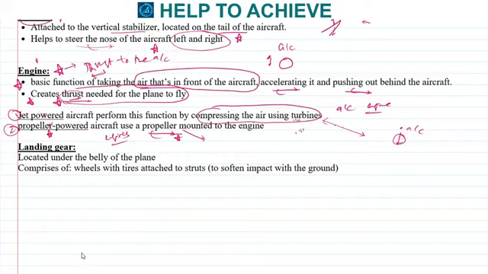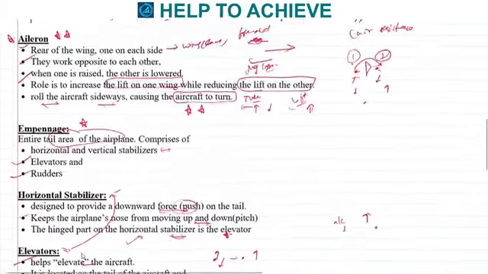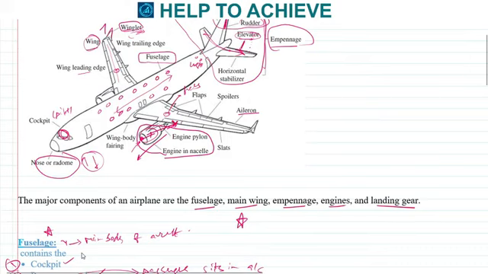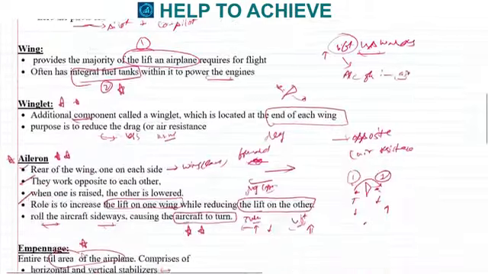Another important component of the aircraft is the landing gear. The landing gear is under the belly of the plane. If you go to the diagram, normally one tire will be there, you might have seen. This entire component attached to the bottom of the aircraft is the landing gear. What it does is it helps the aircraft to land safely.